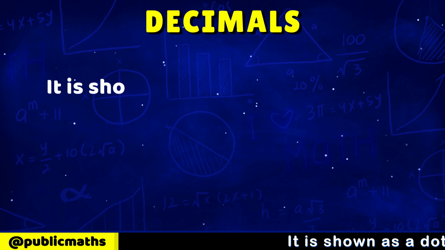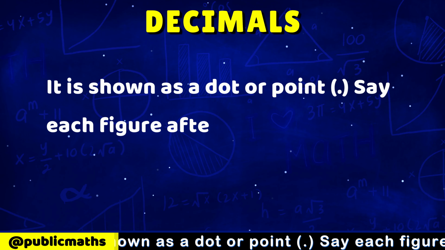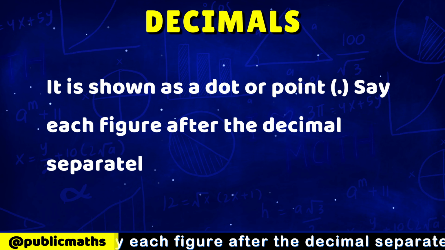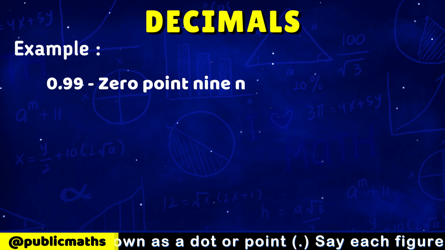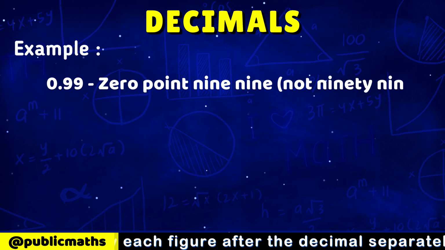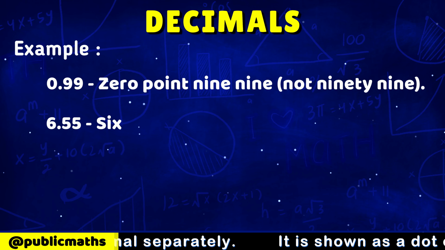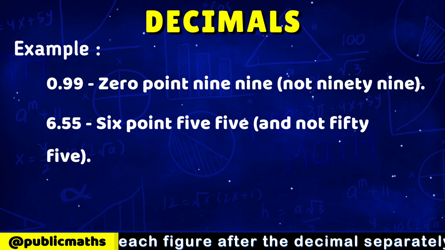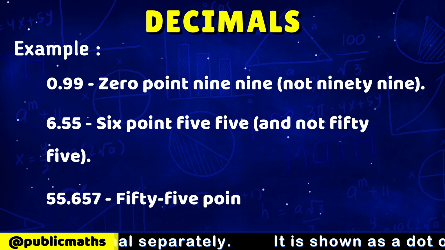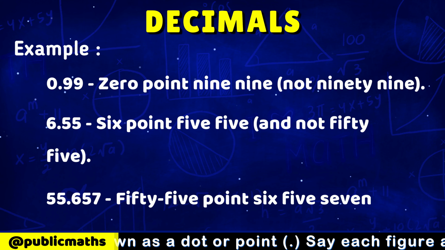Decimals. It is shown as a dot or point. Say each figure after the decimal separately. This will be read as 0.99 and not 99. It will be read as 6.55 and not say 55. It will be read as 55.657.